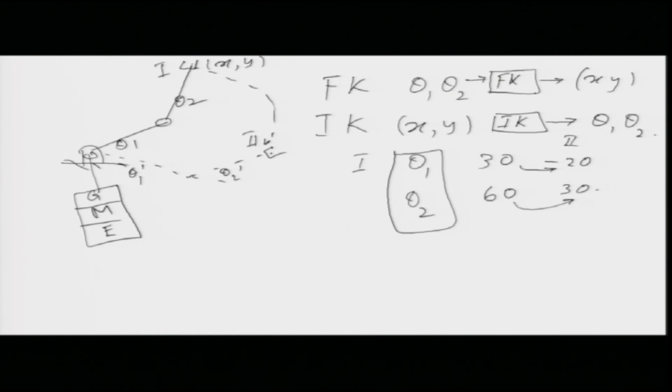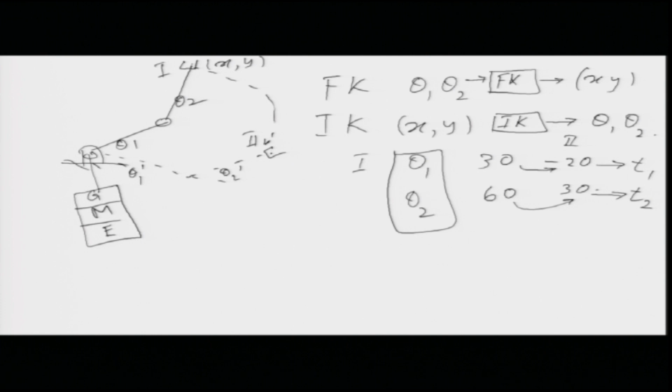Now, when we talked about forward kinematics and inverse kinematics, there was no time, but when we are talking of trajectories we have to consider time now. So, what we will say is this joint theta 1 has to move from 30 degrees to minus 20 degrees in say some time t 1. Okay. And joint 2 has to move from 60 degrees to 30 degrees in some time t 2. So, now time is in the picture.